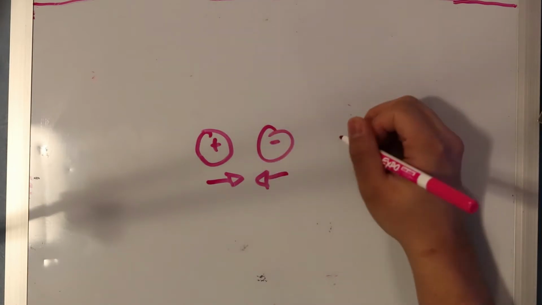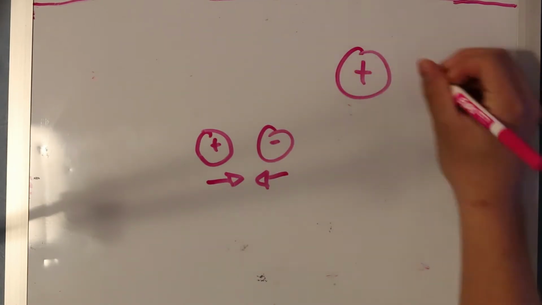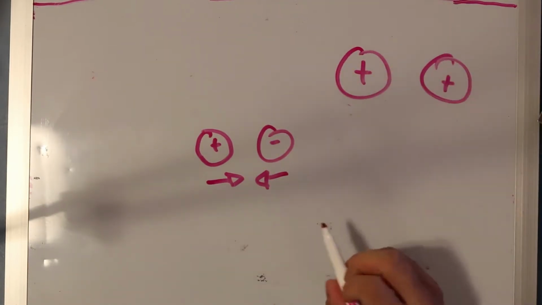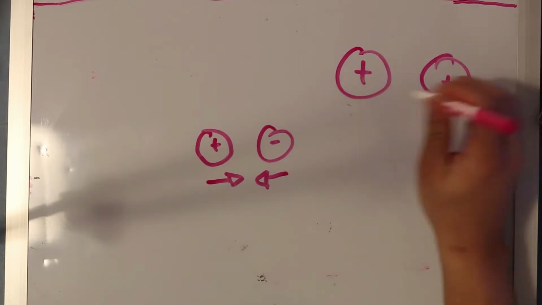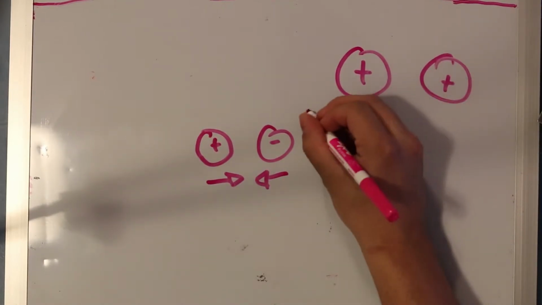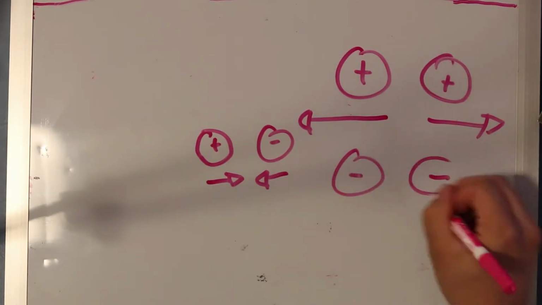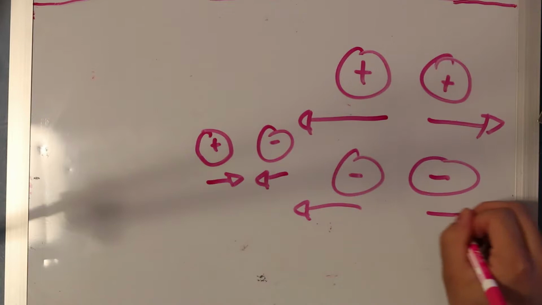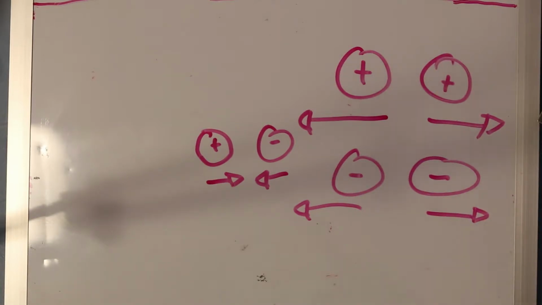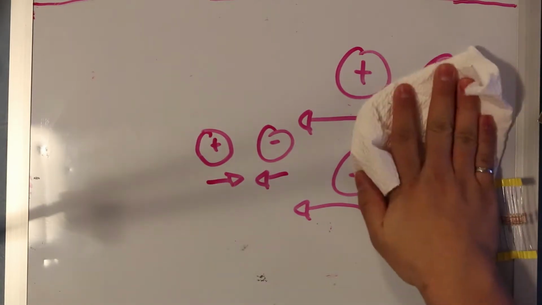Let's say if we had a positive charge and another positive charge. Going by that same rule, since they're the same kind of charge, they would actually repel each other. Same thing goes for negative and negative. They would also repel from each other. So that's pretty straightforward.